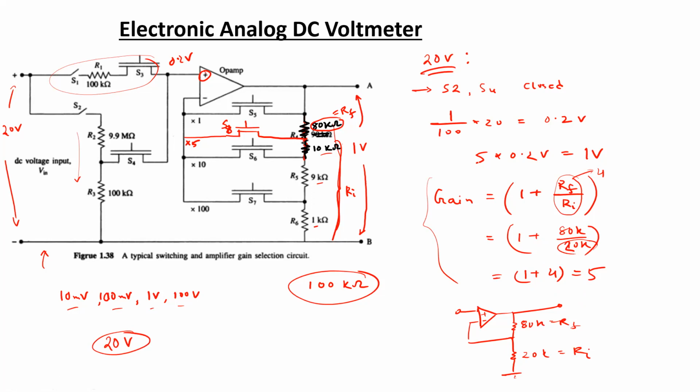Similarly, other voltage ranges can also be obtained, such as 50 volts, or other combinations of input voltage ranges can also be obtained by tuning the distribution of the resistances. So up to this, I would conclude this particular lecture. In the next lecture, we are going to discuss the principle of the electrodynamic wattmeter.